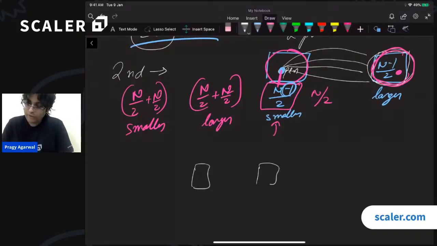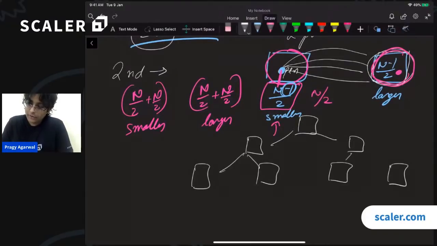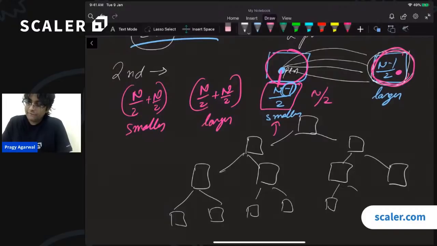We have 4 different partitions, right? We started with 1 partition, 1 group, then we had 2 groups, then we split them further into 4 different groups. And if we continue this way, we will keep on dividing further and further. What will happen at the last?